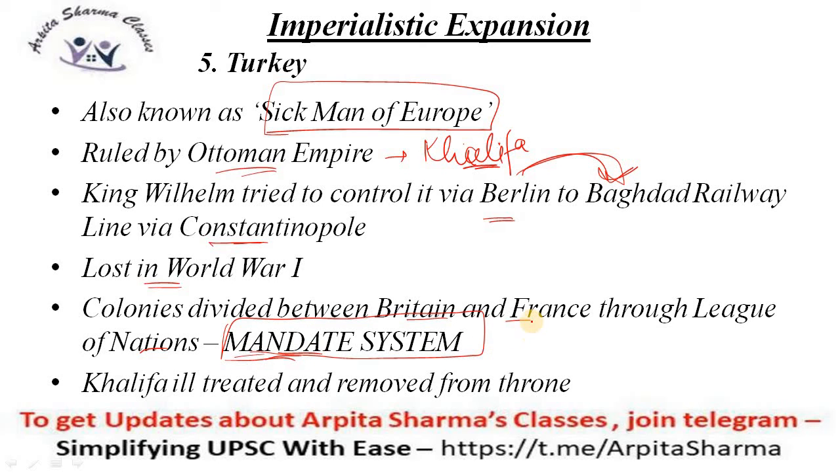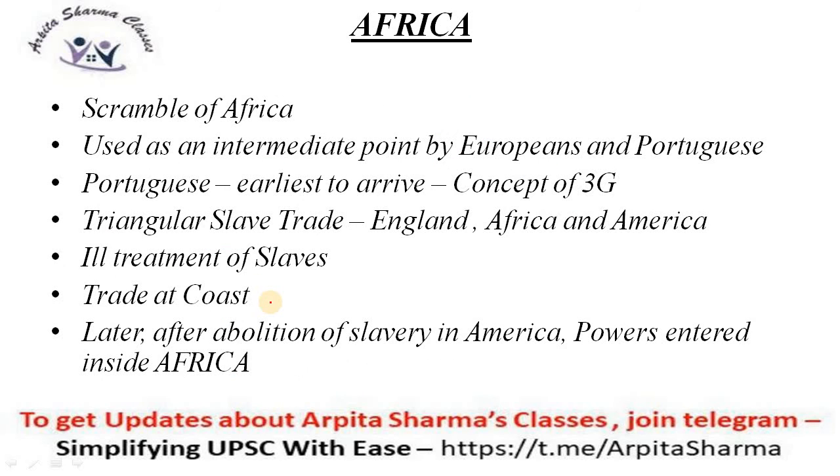Mandate system was basically, now see, League of Nations was dominated by Britain and US or such powers. So, as per the mandate system, it was decided that the few colonies of Turkey will be given to Britain and France and so on. Finally, Khalifa was ill-treated and removed from throne in Turkey, which also gave rise to the Khilafat movement in India. I hope you have read about it in modern history as well.